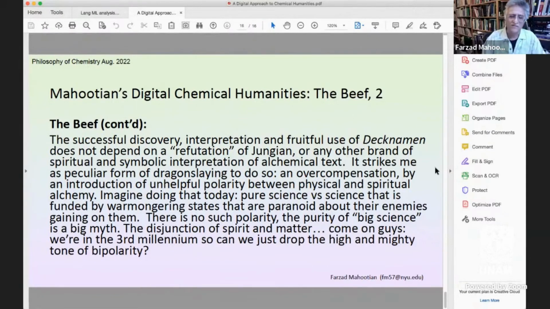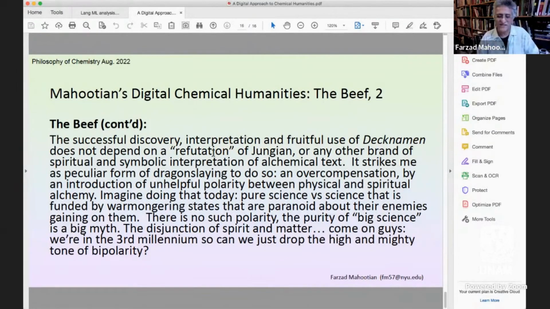It's beautiful. But the thing is that it does not require the refutation of Jungian or any other brand of spiritual or symbolic interpretation of alchemical text. So the fact that Newman makes such a big deal about this in his article and goes on a dragon-slaying hunt, to me sounds like an overcompensation. It makes me suspicious as to what's going on and why we need to do this, especially since chemical humanities is about bringing these things together, not about separating and throwing out the trash.